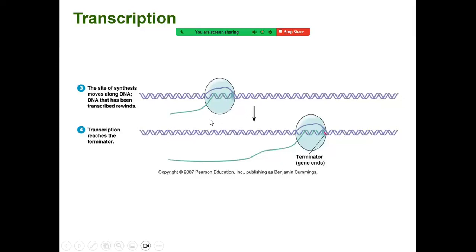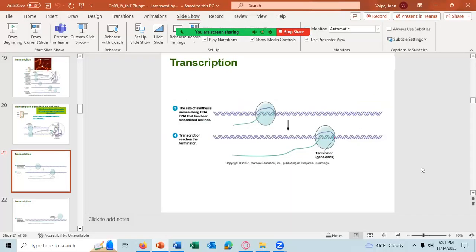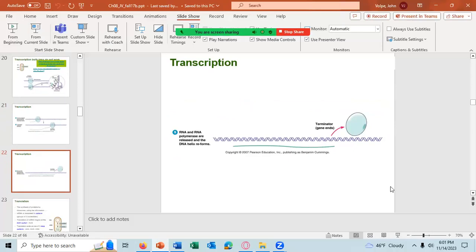The RNA polymerase moves down the DNA until it reaches the terminator, which would be at the end of the gene. Once the RNA polymerase reaches the terminator, it falls off the DNA. That will release the RNA that has been transcribed, and then the DNA will snap back and become double-stranded again.